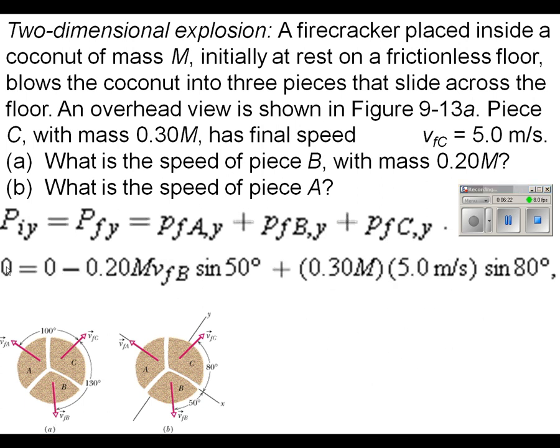And so our initial momentum is 0. The final momentum for A in the y direction is 0. Momentum for piece B in the y direction is 0.2 m, that's the mass, and the velocity is V final for B, times sine of 50 degrees, that's this piece right here. Sine gives this component of that velocity. And over here, the y component is sine of 80, so that's this component here, times 0.3 m, 5 meters per second, because that's mass times velocity. Solving for V final, we end up with 9.6 meters per second.